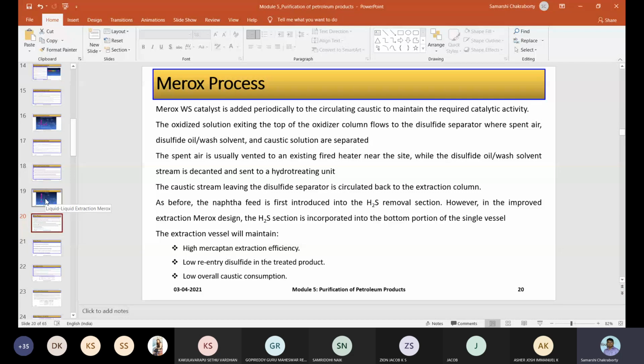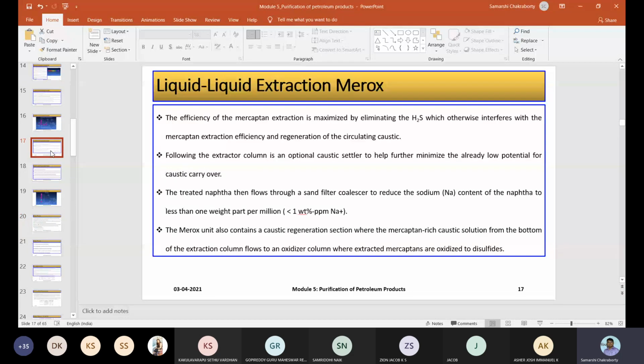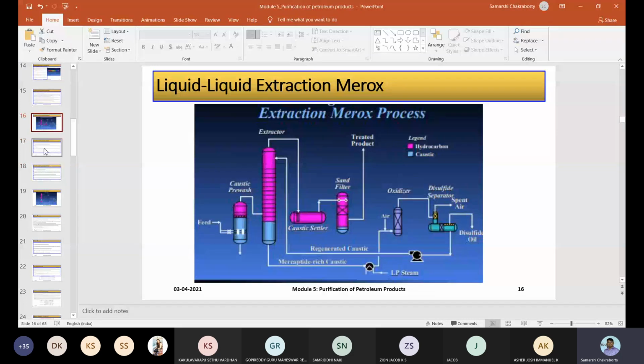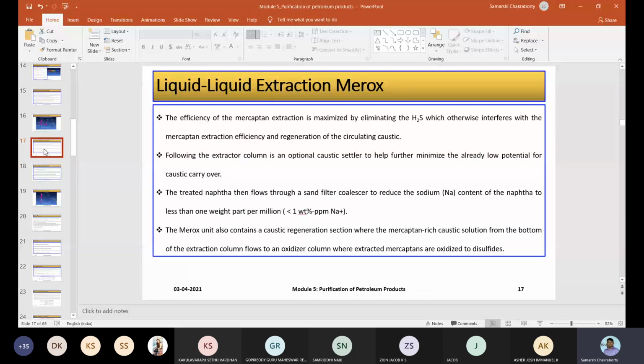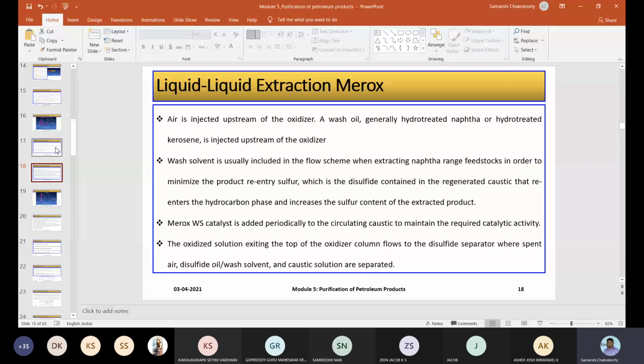The basic Merox process we have already talked about here, so there is not much discussion that is left. I guess in the next class we would be able to complete this Merox treatment process.